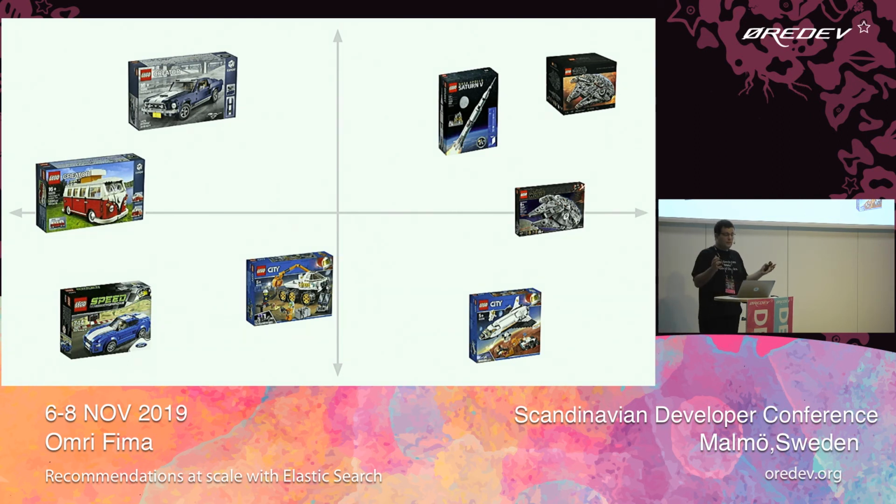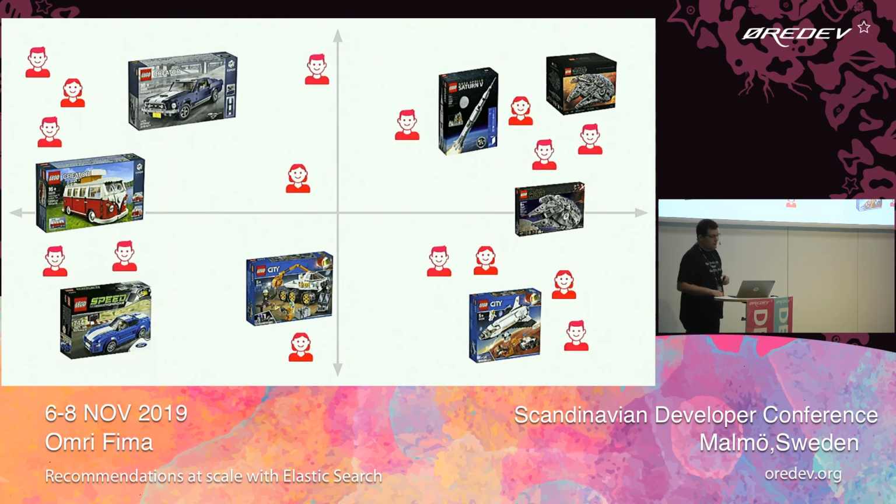So we can see it placed these products on these two dimensions, which is all fun and games, but it did something even more interesting. It put the users on those two dimensions as well. So we can see that this guy, for example, is more likely to buy this speed car and that Beetle van, and let's say that this guy over there is more likely to buy the expensive or the less expensive Millennium Falcon.